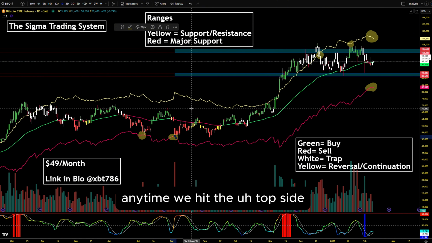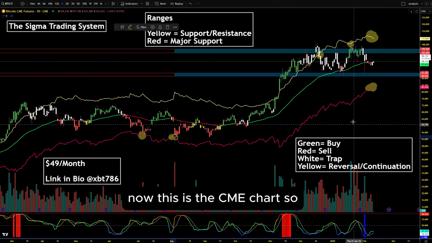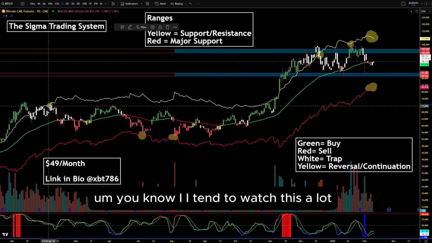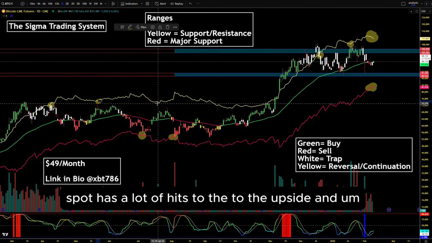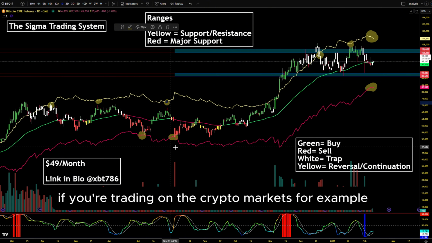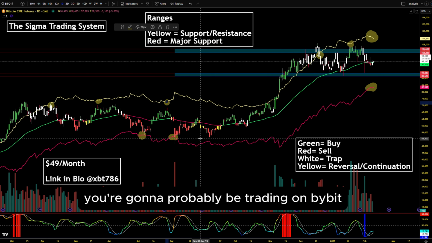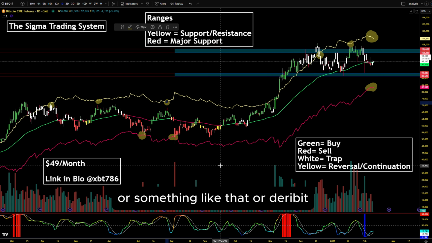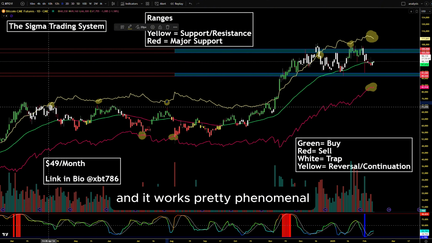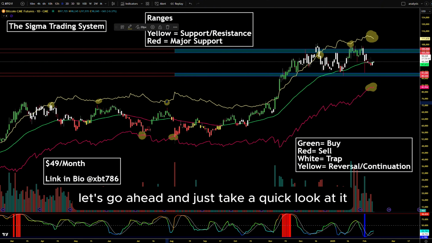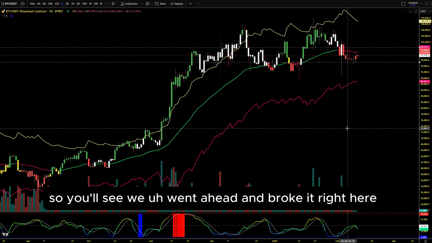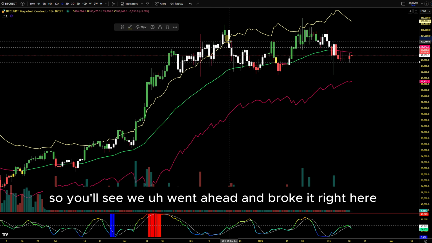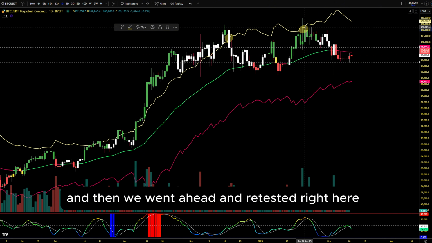Anytime we hit the top side, now this is the CME chart, so you know I tend to watch this a lot, but I'll show you guys spot. Spot has a lot of hits to the upside, and if you're trading on the crypto markets, for example, you're going to probably be trading on Bybit or something like that, or Deribit, and it works pretty phenomenal. Let's go ahead and just take a quick look at it right now, just so you guys could see. So you'll see we went ahead and broke it right here, and then we went ahead and retested right here.